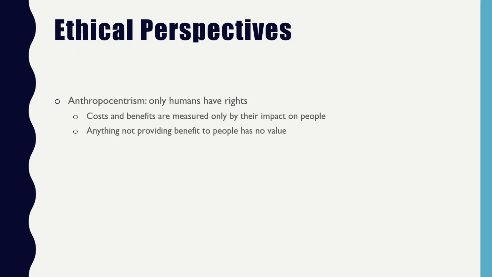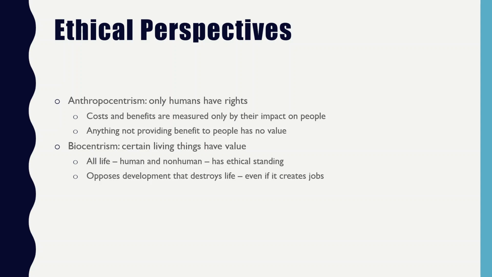If we think back to when we were talking about environmental history last week, Europeans coming over to the Americas and looking at nature and being like, okay, exactly how can we use this for us? It was put here for us. How are we getting the most value out of it? Next is biocentrism, where certain living things have value. All life, human and non-human, has some ethical standing, generally opposing development that destroys life, even if it creates jobs. So things have a right to exist, both human and non-human entities, and we do not want to do anything to destroy that life, even if it's good for our economy.